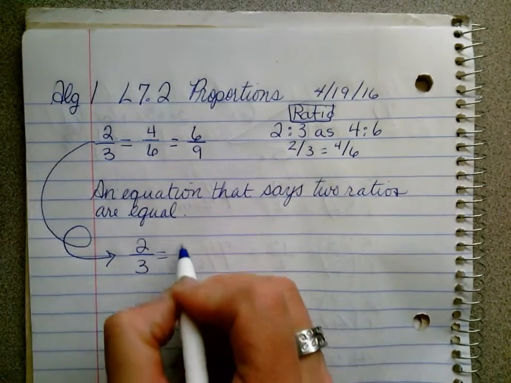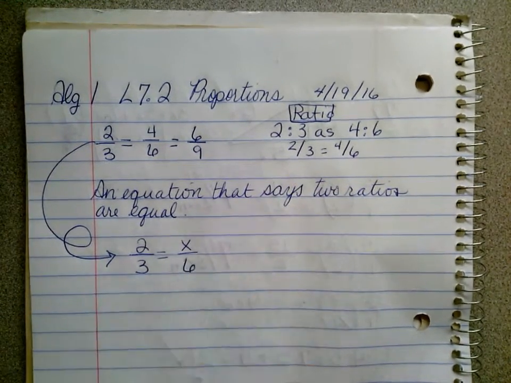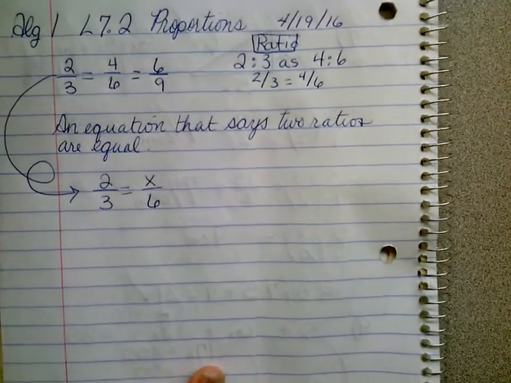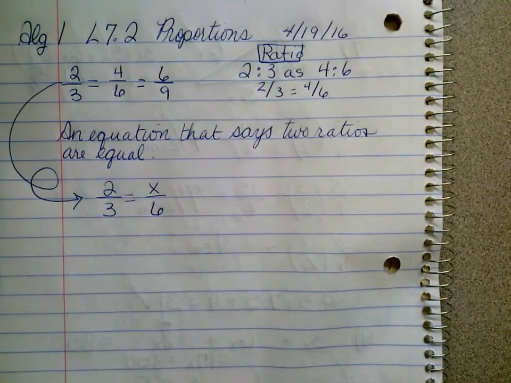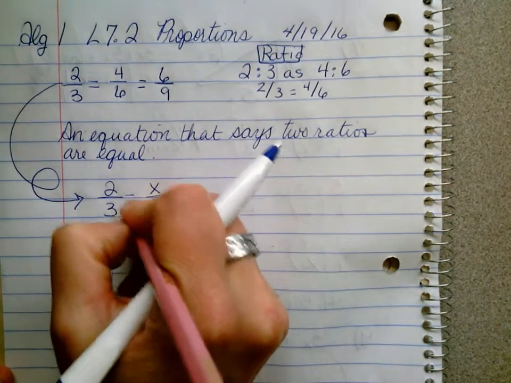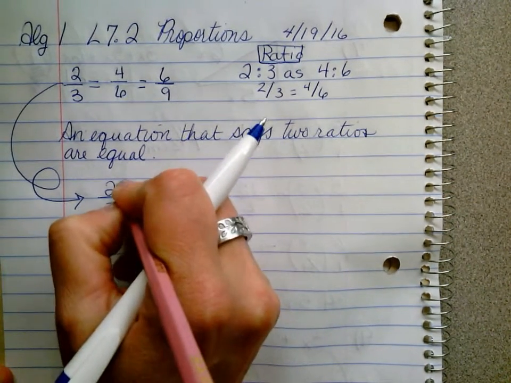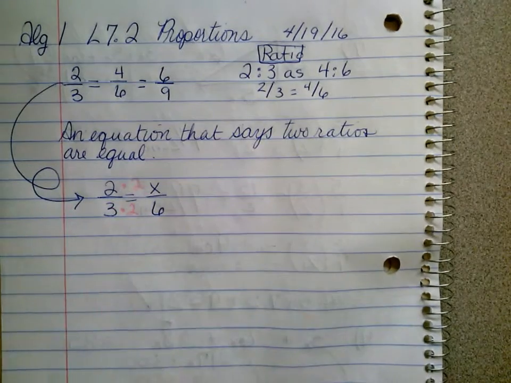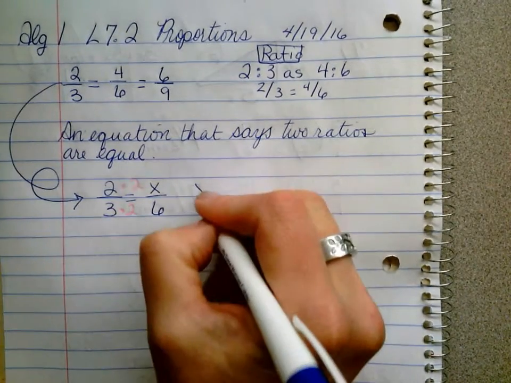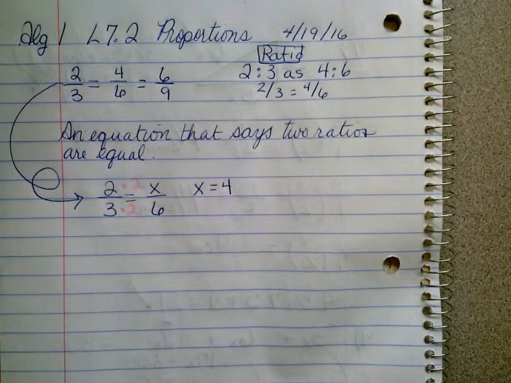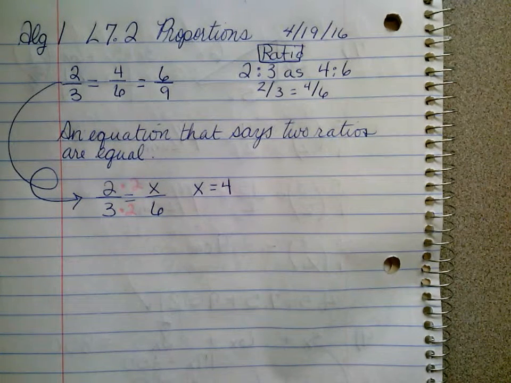2/3 equals x over 6. Many of you will say, well, to rename it with a denominator of 6, I can simply multiply both pieces by 2, right? And most of you would come up with the fact that x equals 4 that way. But they're not always that easy.